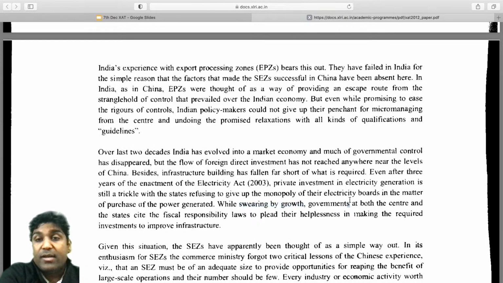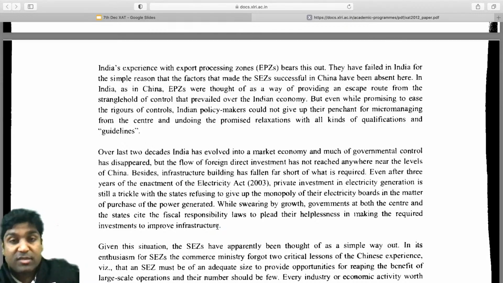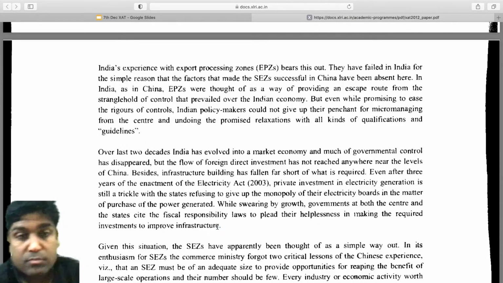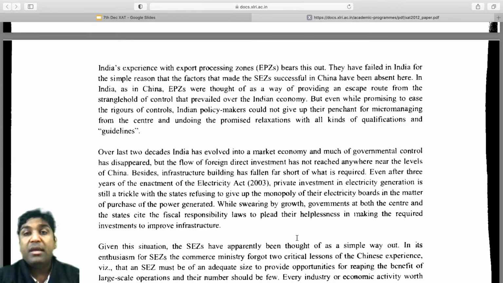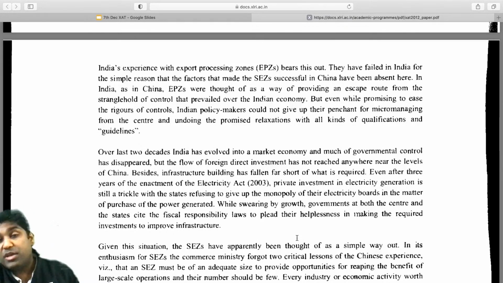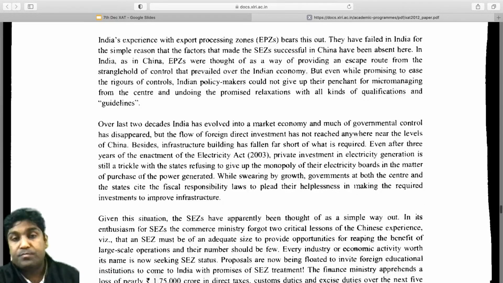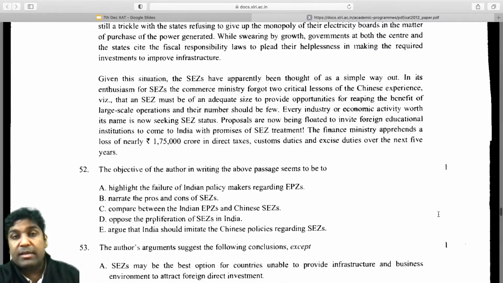While swearing by growth, governments at both the center and state side-step their fiscal responsibility laws to plead their helplessness in making the required investments to improve infrastructure. Okay, so basically this paragraph is talking about the various shortcomings, the goals which we should have achieved but have not been able to achieve, and it also mentions the reasons why. Given this situation, SEZs have apparently been thought of as a simple way out.